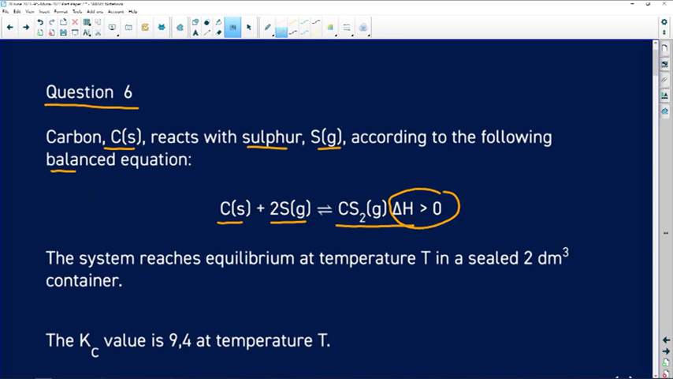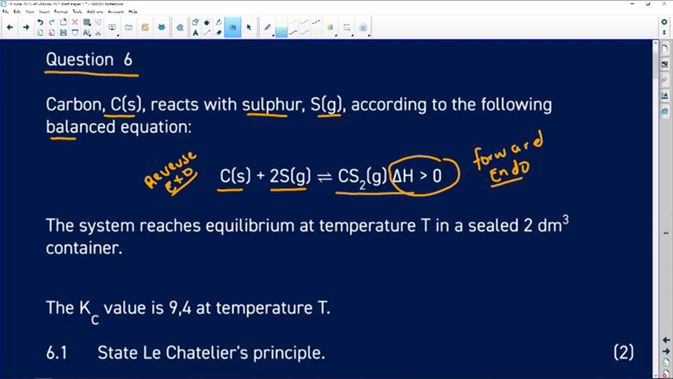Now, what should we know about this is that the forward reaction is endothermic. And then this would mean that the reverse reaction is exothermic. So we know that if it was change in H less than 0, the forward was going to be exothermic, the reverse was going to be endothermic.